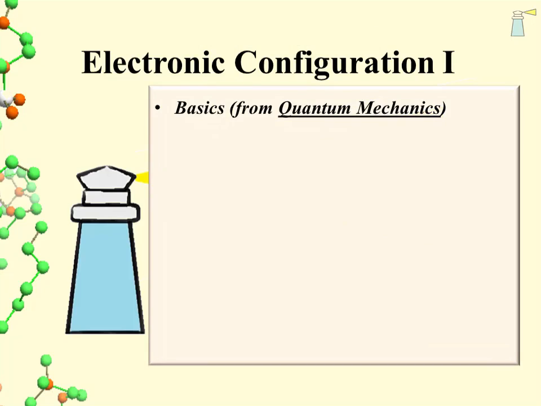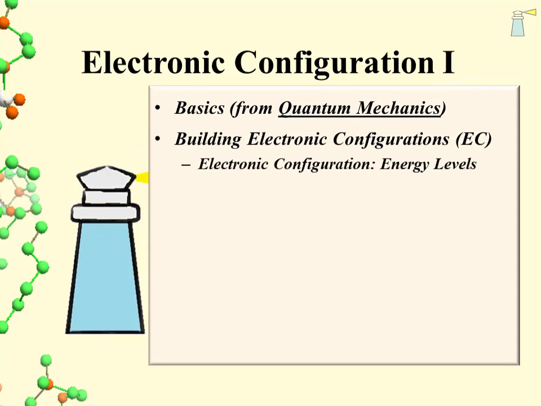The lecture will begin with a review of the basics of the Quantum Mechanics lecture. If a student feels comfortable with this lecture, then skip to the next topic. Building electronic configurations. EC or ECs will be used as a shorthand in this lecture for the term electronic configuration.